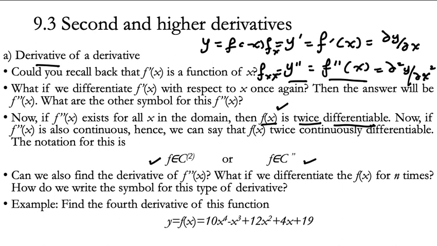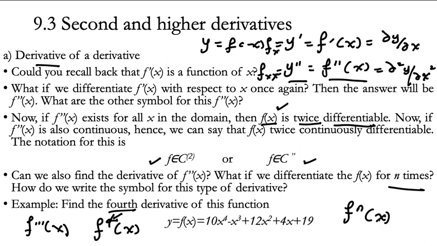Can we do the third derivative? What if we differentiate f double prime x here? If we differentiate it, then it becomes f triple prime x, isn't it? But if we differentiate it again, let's say the fourth time, it becomes this. This one is 4. Okay, if we differentiate it n times, then it becomes f^(n)(x), isn't it?